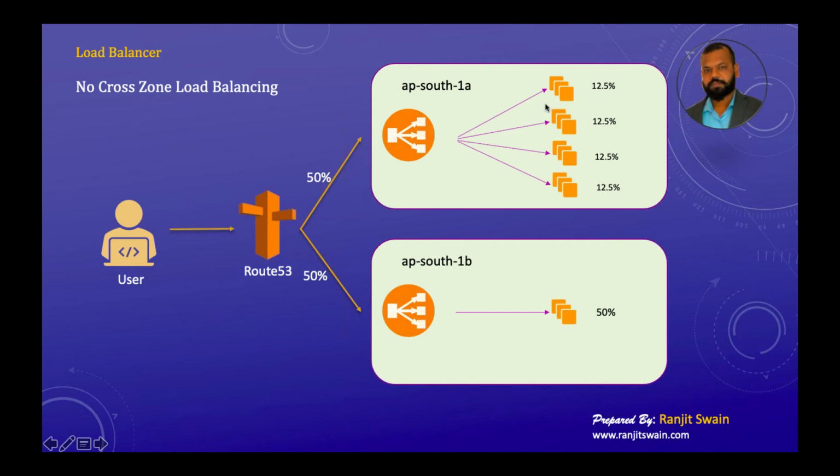Just for now, it acts as DNS management, and it is also used to redirect the internet's traffic. What it does is send 50% of requests to availability zone 1A and 50% to 1B. As we have only one server in availability zone 1B, all the 50% is taken by that one server, and it is overloaded.